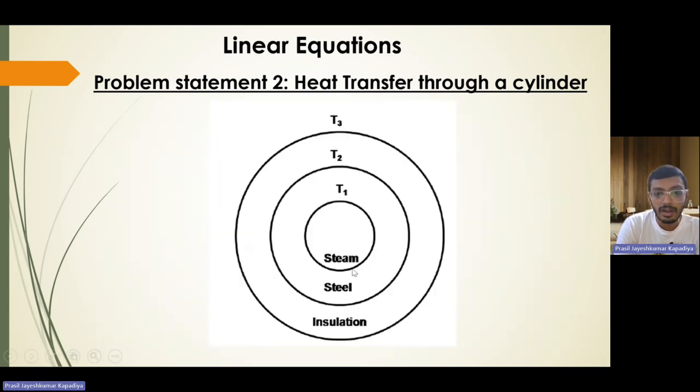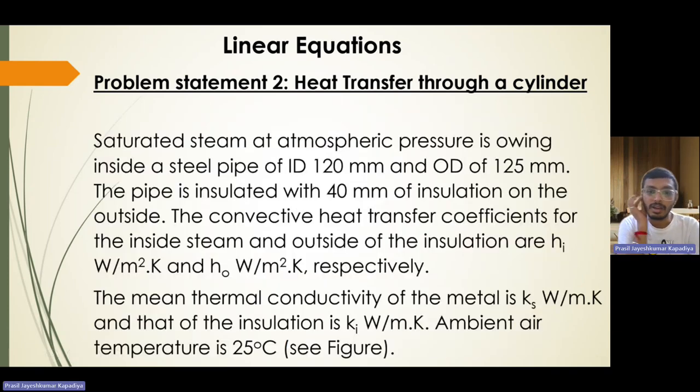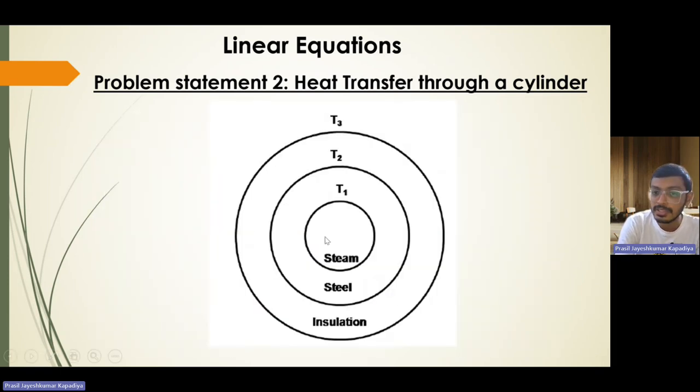So see here, there is steam, this is one steel pipe, and its outer layer is insulated. Here the temperature of steam will be TS. The steel temperature will be T1. After this wall, the temperature will be T2, and after this wall, the temperature will be T3. The convective heat transfer coefficients for inside the steam. Where will convection happen? Convection will happen from steam to the inner wall, and from the outer wall to ambient air.